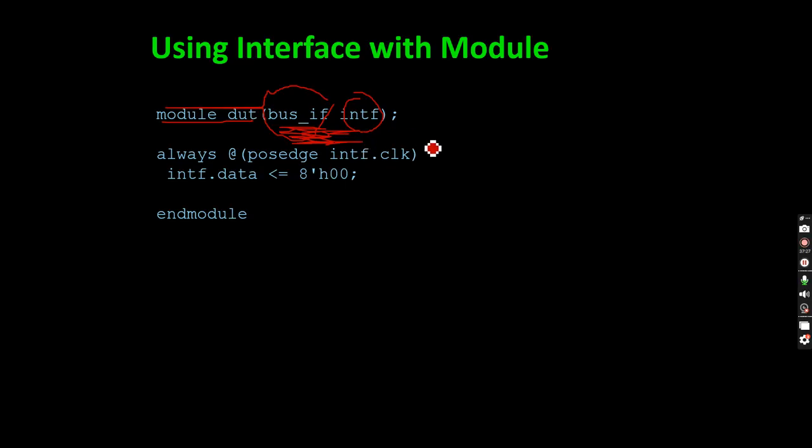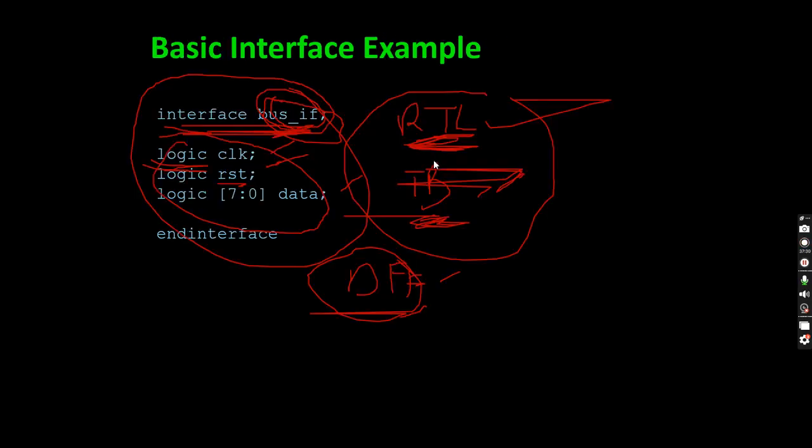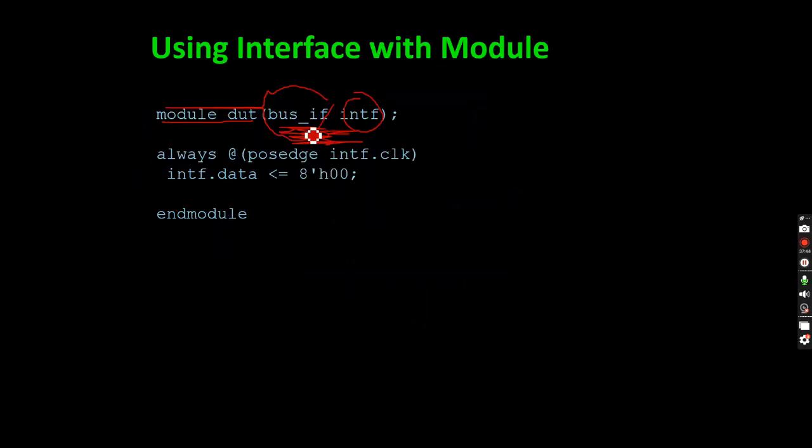In the interface we have clock, reset, and data. What if we want to assign any value to them? We have to use the instance name followed by the signal, like clock. Then only we can assign. So here the interface name is interface, and INTF is the instance name of the interface.